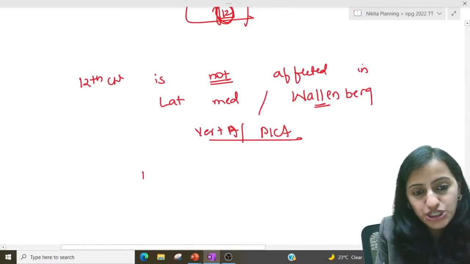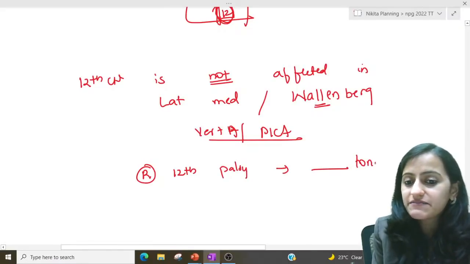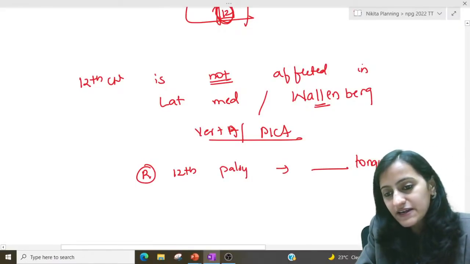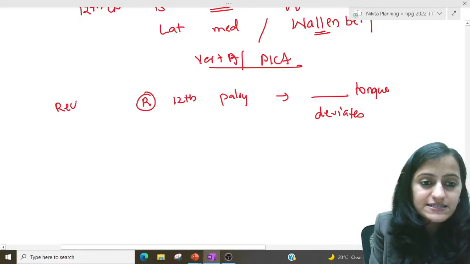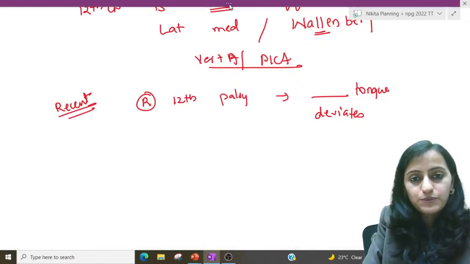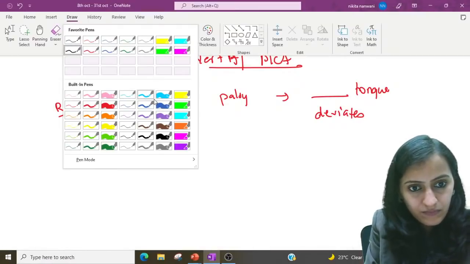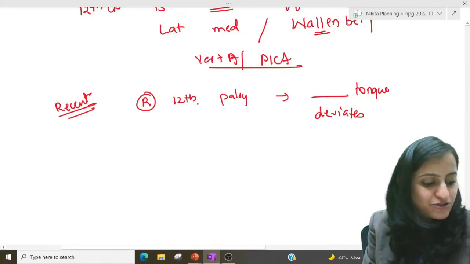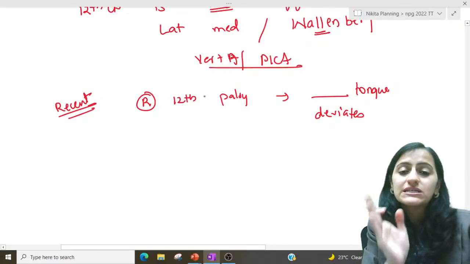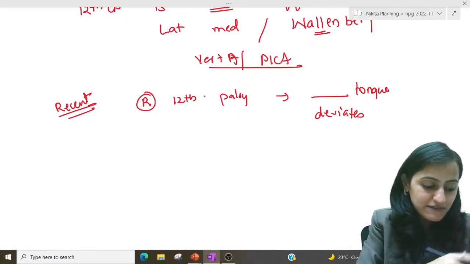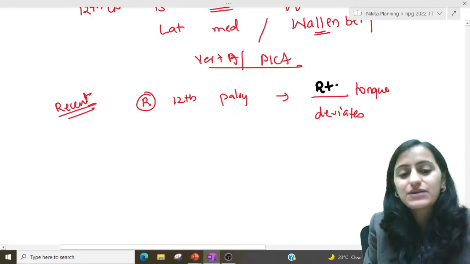And very important question, if there is right 12th cranial nerve palsy, where will the tongue deviate? To which side does the tongue deviate if you protrude it? This has been a recent question asked in the exam. So if it is a right hypoglossal palsy, on protrusion, will the tongue deviate to the right side or to the left side? Remember it is ipsilateral, that is the right side itself.